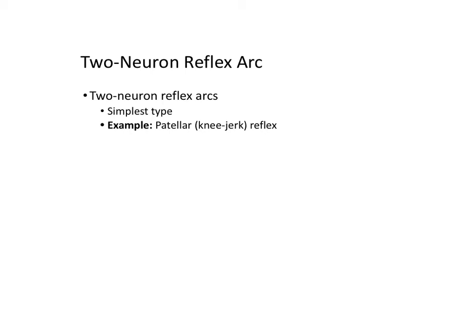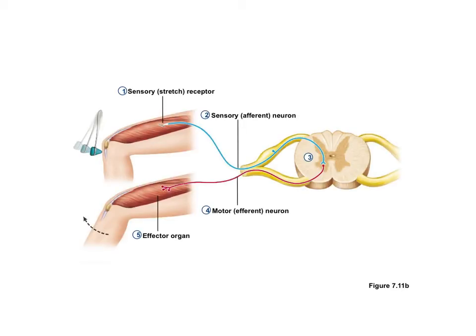Right under your patella is where they hit you with the little rubber hammer, and then that sends a message from the sensory neuron to the central nervous system that connects directly to the motor neuron that causes your quadriceps to contract a little bit, and that's what bends your knee.